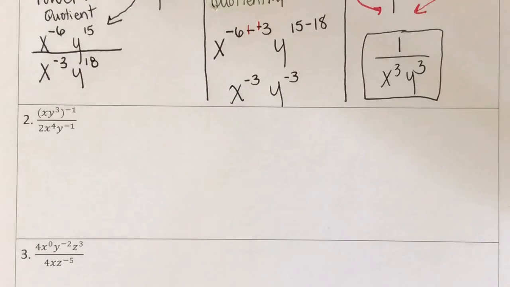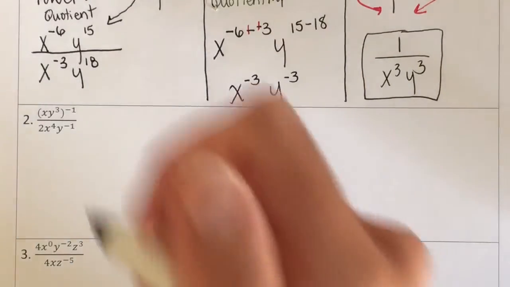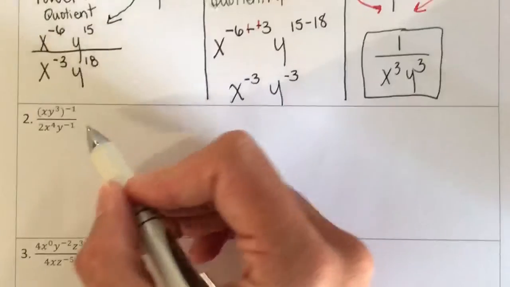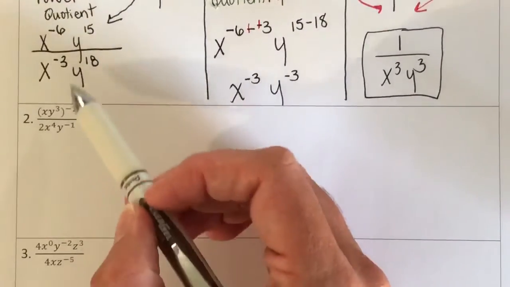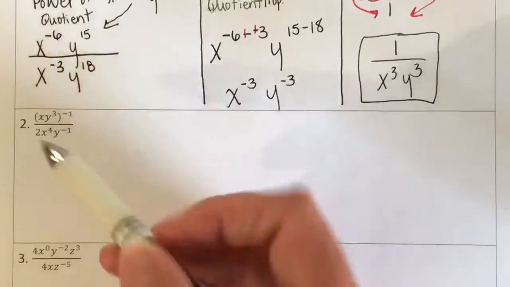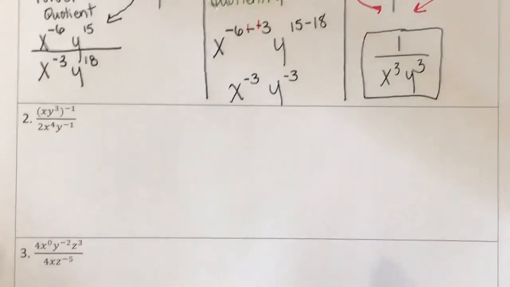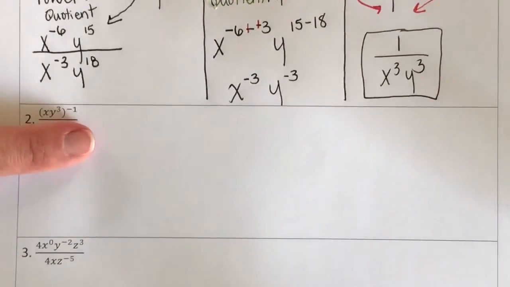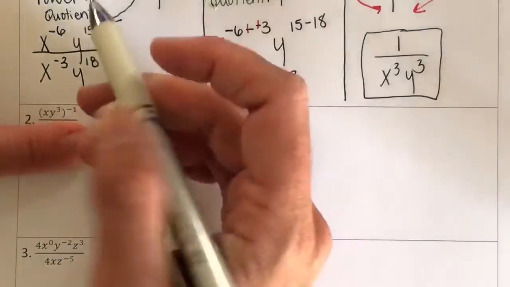So in this one, we want to simplify. And again, if I go back to my order of operations, the first thing I'm going to do is get rid of my parentheses. So to do that, I'm going to use my power of a quotient. So I'm going to distribute that exponent to everything inside the parentheses. Now, I'm going to start off and just take care of the top first. So we'll cover up the bottom.